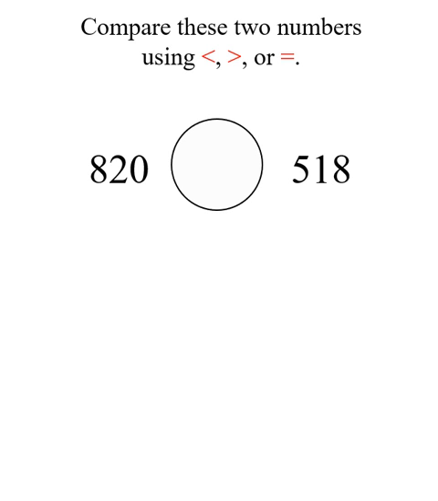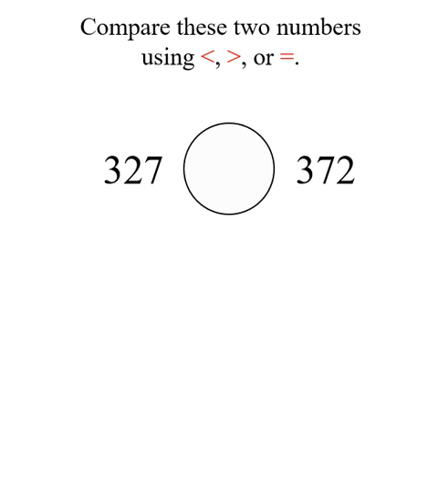So when I make my symbol, I'm going to put the 2 lines over here and the 1 over on the other side, and now I'm going to connect those lines the best I can with my mouse. And now I can read it going across. 820 is greater than 518. If you remember that alligator, here's his wide open mouth trying to eat that bigger number. So 820 is greater than 518.